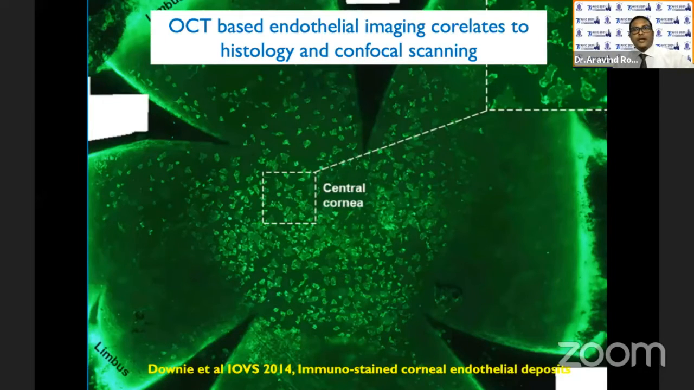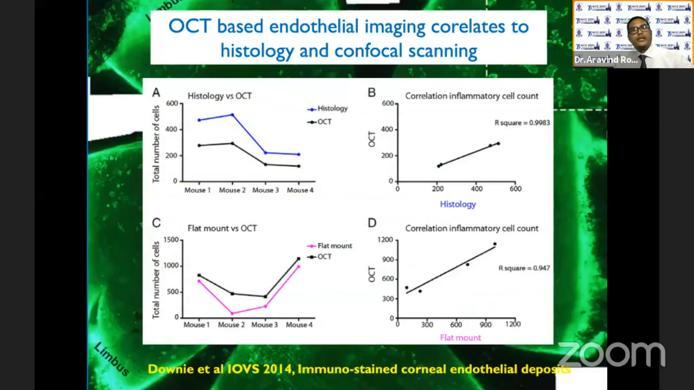When OCT-based imaging is done to image the corneal endothelial deposits, it was found that it correlates very well to histology and also to in vivo confocal scanning. The histology typically overestimates the endothelial deposits, whereas the confocal-based imaging underestimates the endothelial deposits. But there is a very good correlation between histology and OCT, and confocal and OCT.